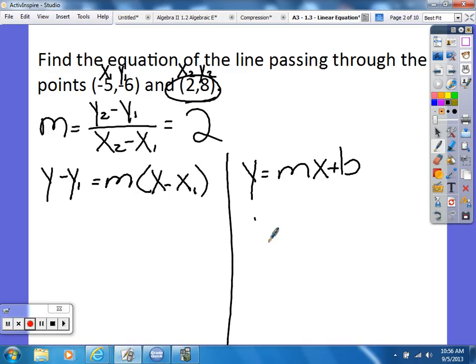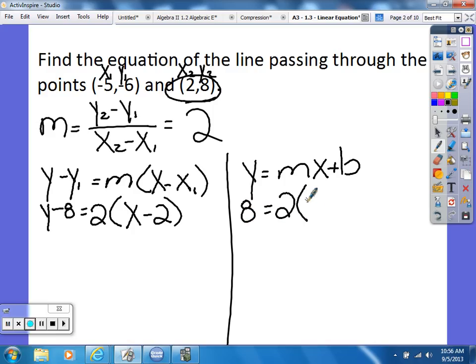So y minus, my y1 is now going to be that number 8. My m is 2. And I have x minus 2. But I'm also going to fill those same numbers in over here. So my y is going to be 8 equals 2 times 2 plus b.